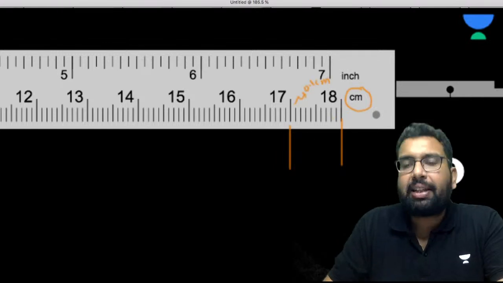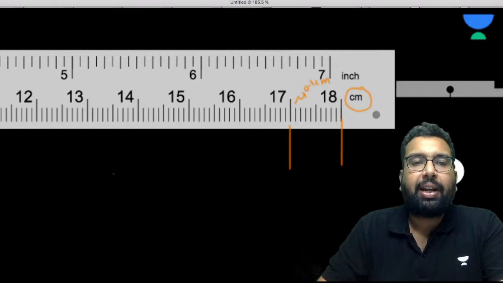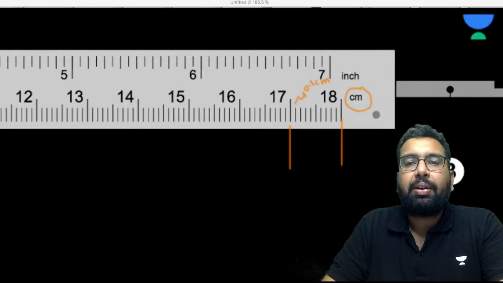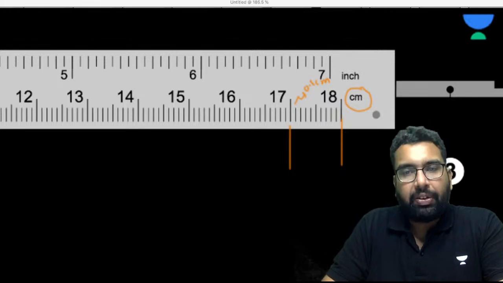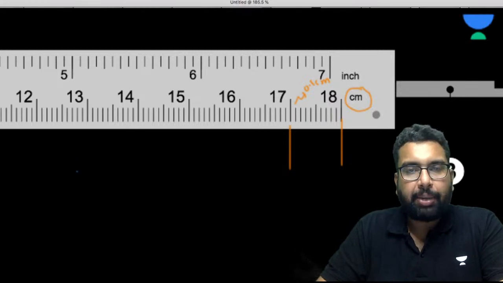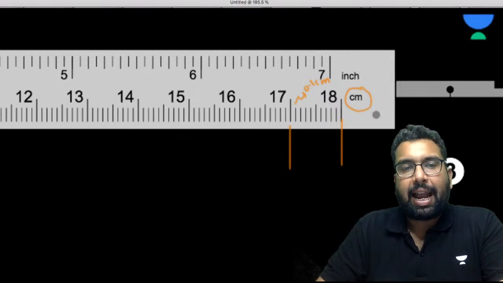Let's take some observation. From this point to this point, obviously it is 1 centimeter, and each of the division is 0.1 centimeter. Now please understand the situation. Now please observe.